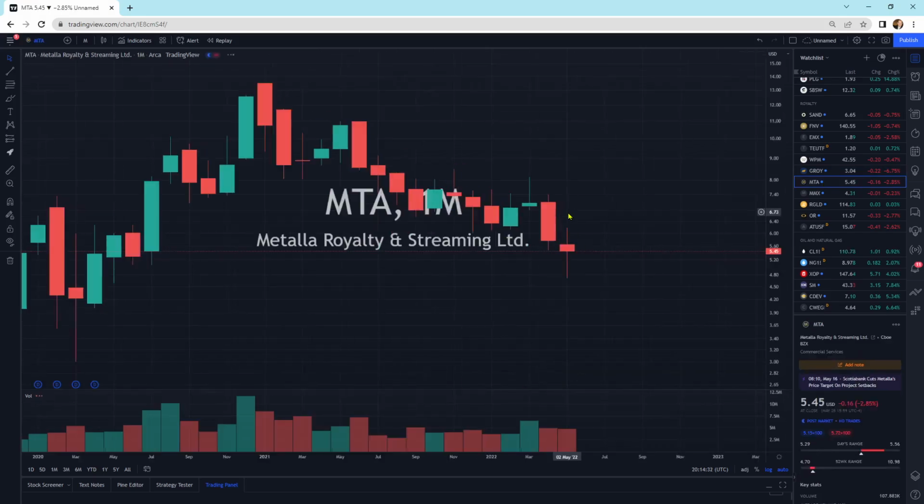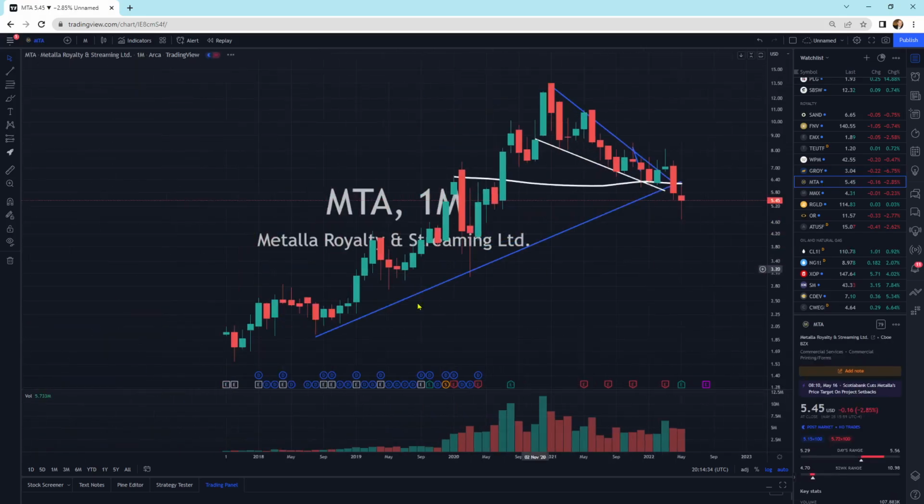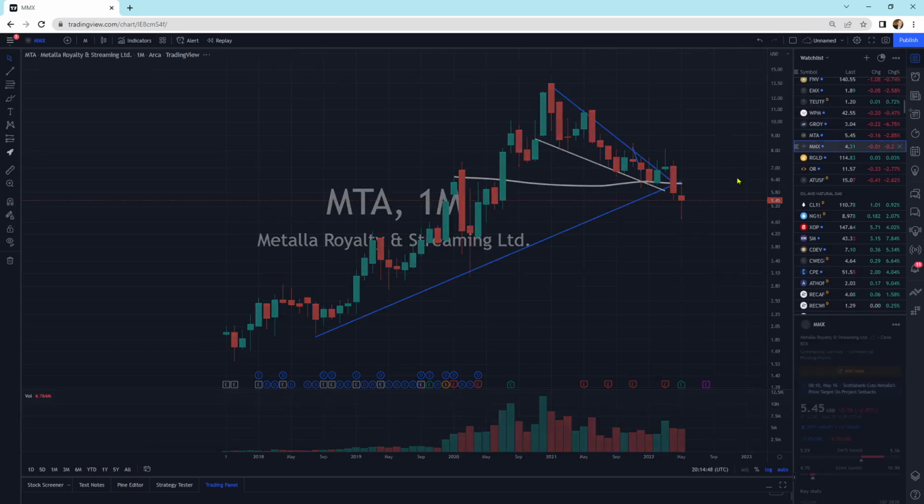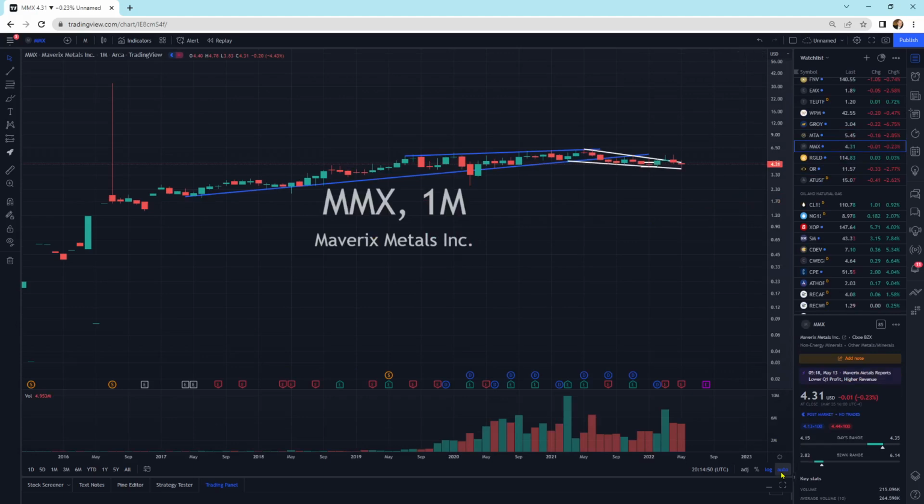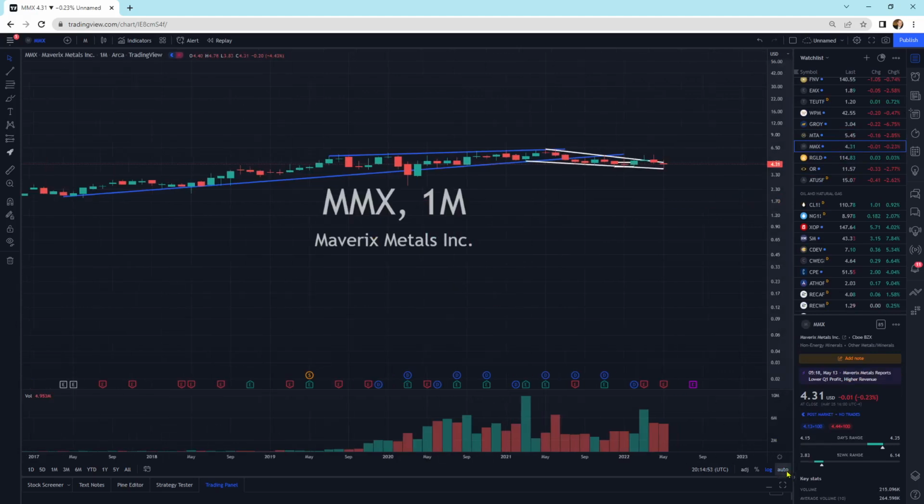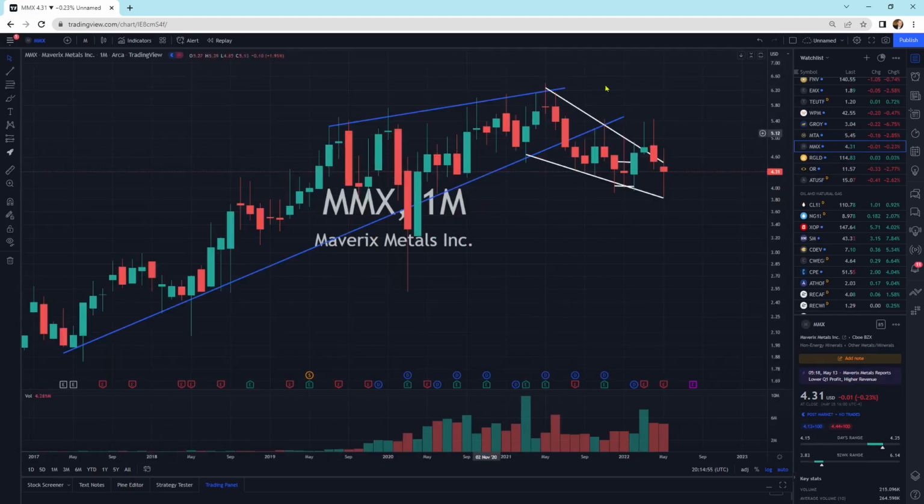Metalla Royalty, another one that's got this long-term uptrend line. It's just poking out below. We'll see if the buyers come in and push it on higher, or if we get sold off. We do have these large down months that aren't making it look as favorable, but MMX, Mavericks Metals, let me get right there, doing auto. Came on up, squeezed up a little bit, broke out of it, going sideways at the moment.